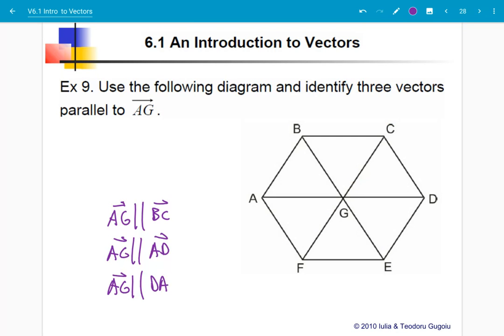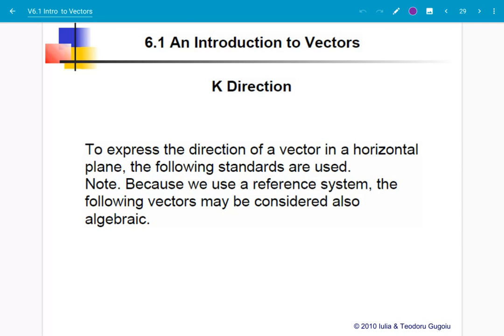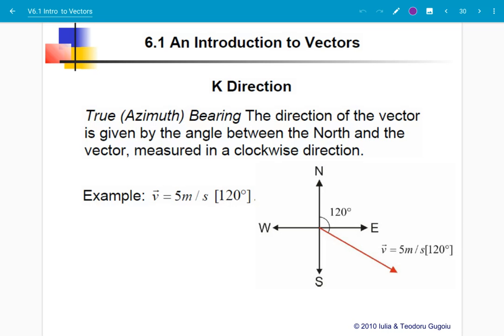Talking about directions in real life, especially the direction of a vector in a horizontal plane. So we're talking about planes, ships, that sort of thing, usually balloons, maybe. In this reference system, we don't use the standard math notation from the origin counterclockwise from the x-axis. We use true bearings, or just bearings. Usually people just say the bearings. And we give a magnitude. There's the magnitude in this case. And then 120 degrees, and it is measured clockwise from north. Clockwise and north. That gives us a true bearing.